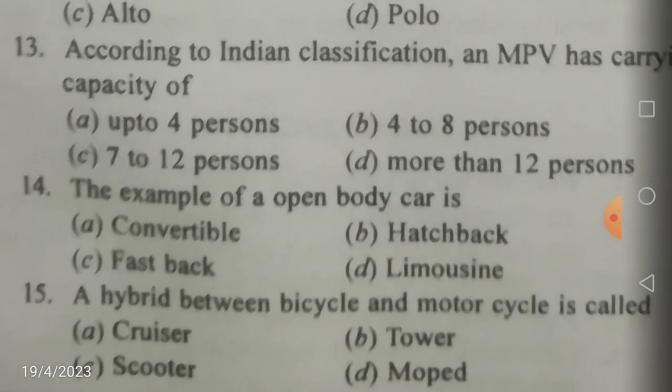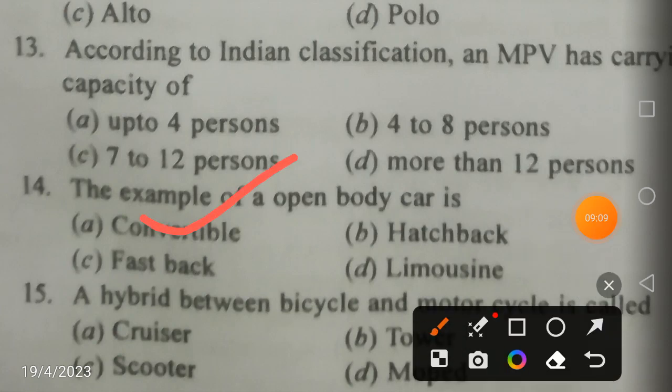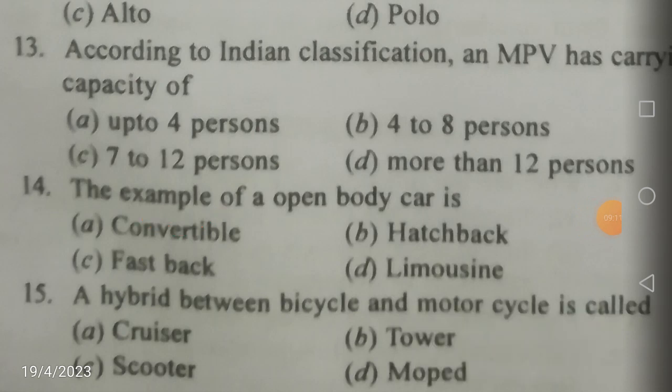The example of an open body car is: convertible, hatchback, fastback, or limousine. So these three are not open body car styles, only convertible. Sports cars and convertible cars belong to the open body car style. Neither the hatchback nor the fastback. A fastback will have a sloping roof, right? Limousine and hatchback have their own special characteristics. So the correct answer is convertible.